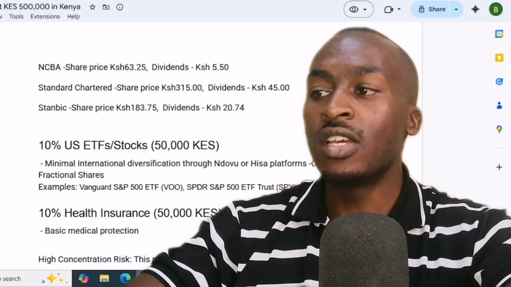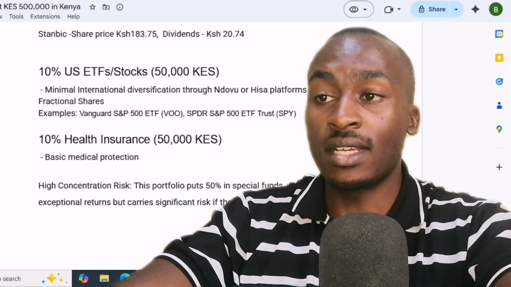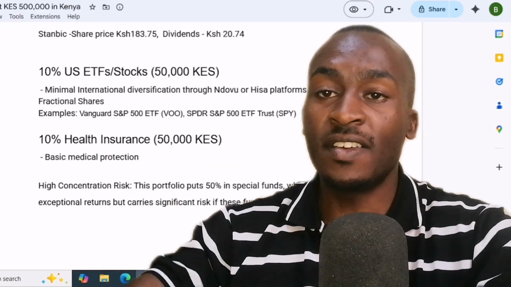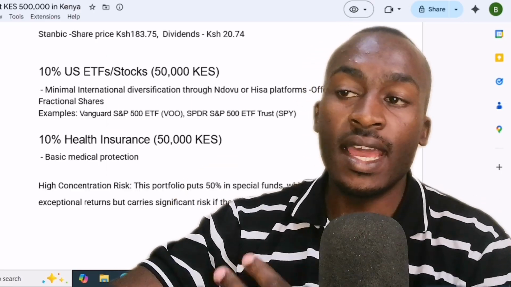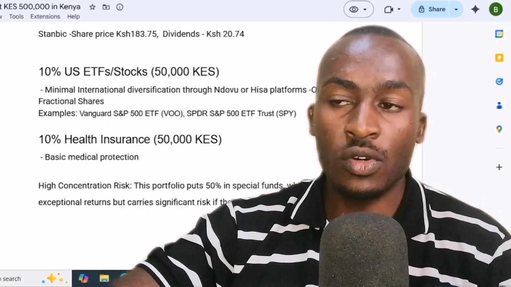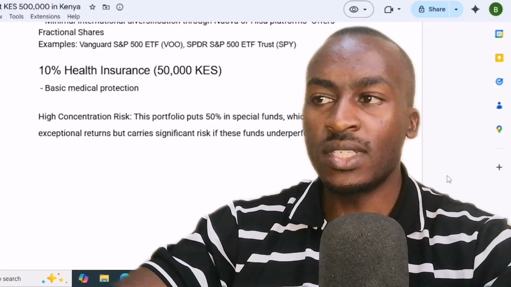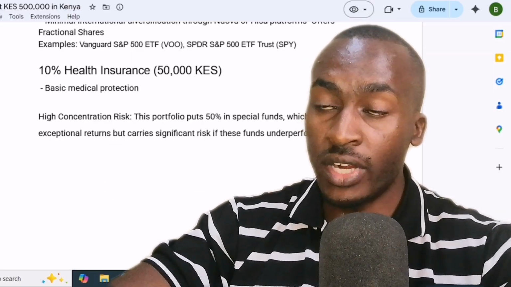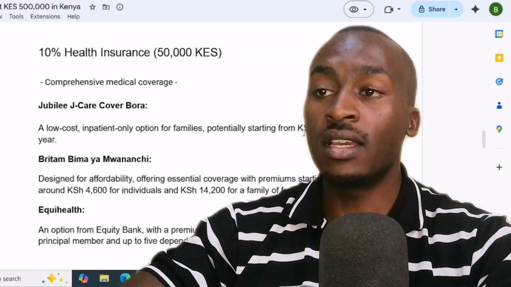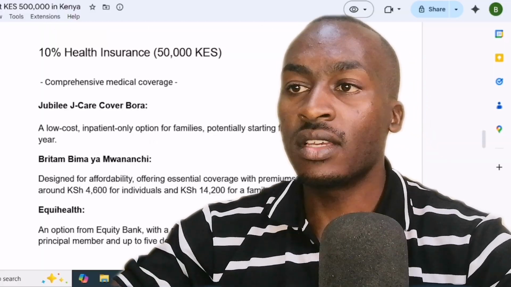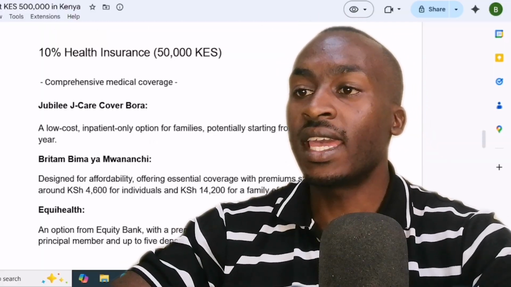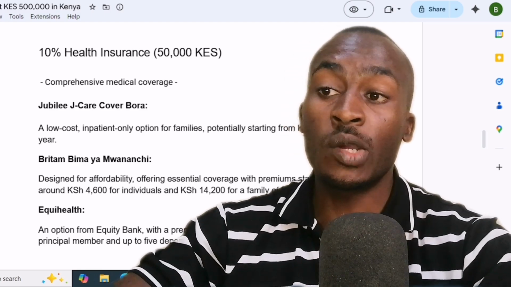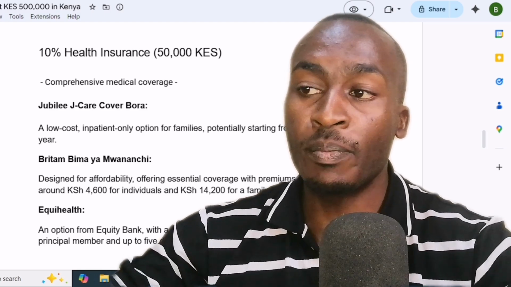And finally, you should have a healthcare insurance, because your health matters more even than investment. So investing in a health insurance is also a good thing. And for that, we'll put 50,000 Kenya shillings, the same case as people with low or moderate risk profile. And some of the insurance covers you can take include Jubilee, J-Care. We also have Britam, Bima ya Mwananchi, and also EquiHealth, which are most affordable for you.